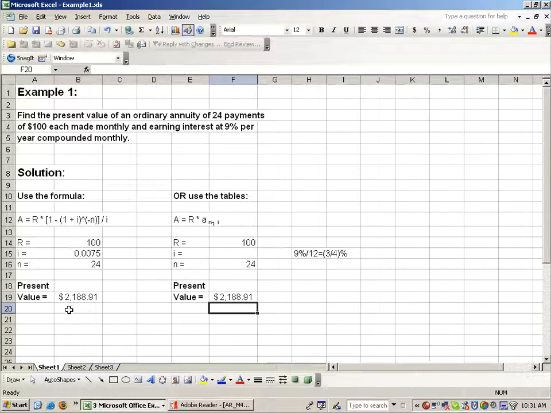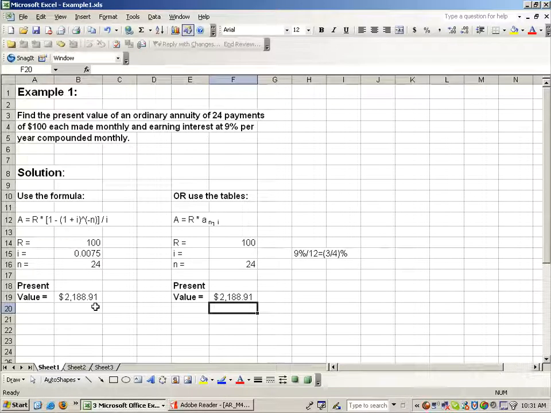We found the present value. Okay? So this means that if you invested this amount right here, $2,188.91, today for 2 years, such that 9% interest is compounded monthly, you would have the same accumulated amount as an annuity of 24 monthly payments of $100 each, compounded 9% monthly.